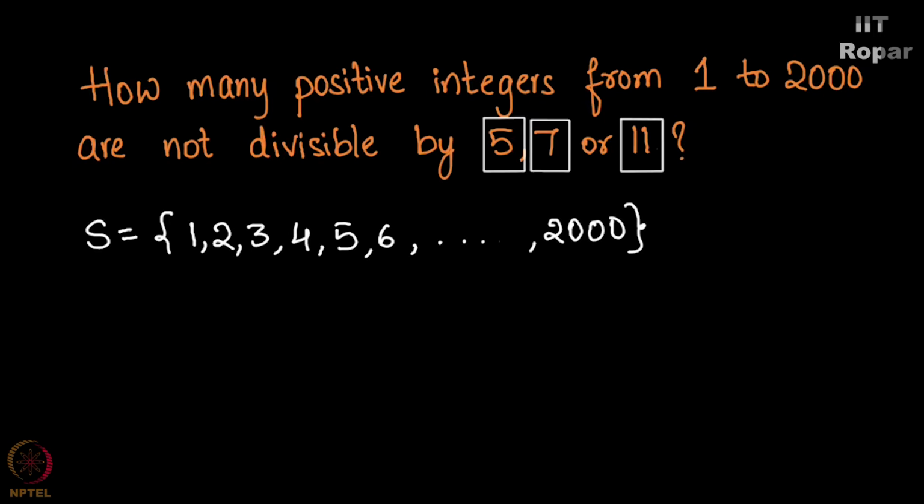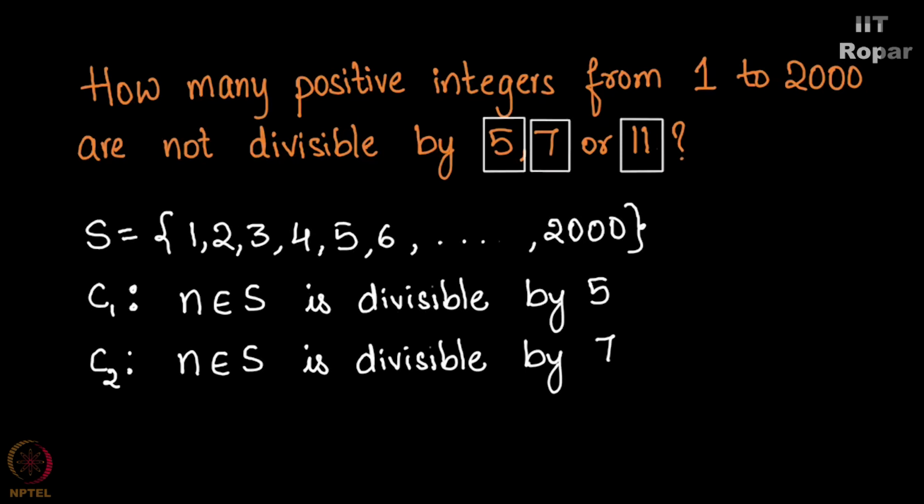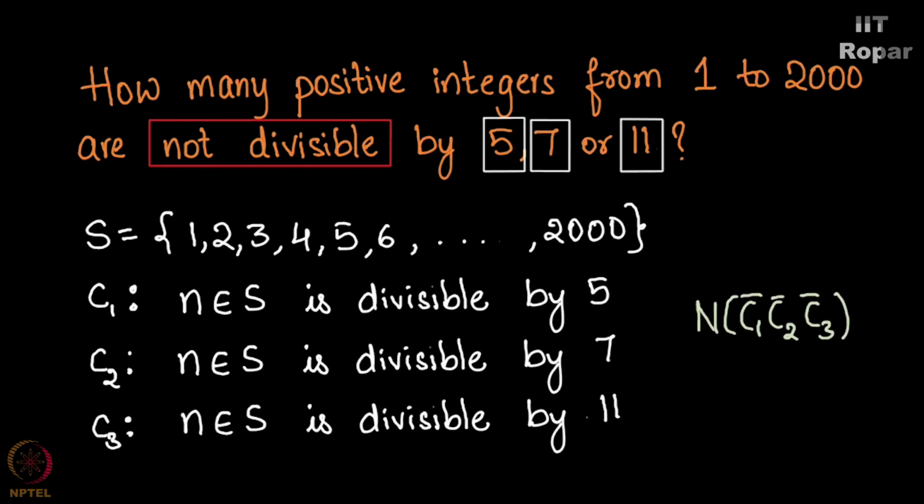Now, what is the condition C1 here? C1 is those integers which are divisible by 5. So, an integer satisfies this condition if it is divisible by 5. C2 is the condition that an integer is divisible by 7. And C3 is the condition that an integer is divisible by 11. But you have to find out how many integers are not divisible by 5, 7 or 11. So again, it is the question of what is n of C1 bar, C2 bar and C3 bar.